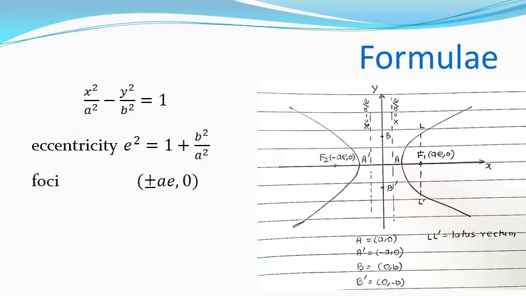The foci are given by the points plus minus ae comma 0. The directrix is the line x equals a by e, and also the line x equals minus a by e. The vertices are the points plus minus a comma 0.